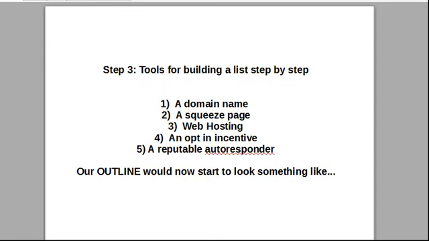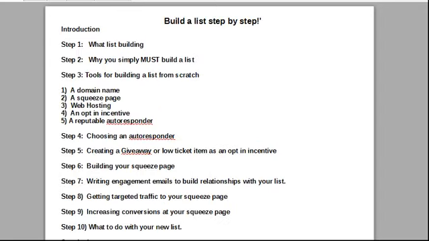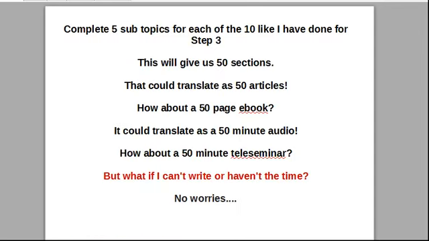So my outline would now start to look something like this. Introduction, step 1, step 2, and step 3. You can see I've added the 5 subtopics to step 3. What you would then do is just simply complete 5 subtopics for each of the 10, like I have done for step 3. And that would give you 50 sections.